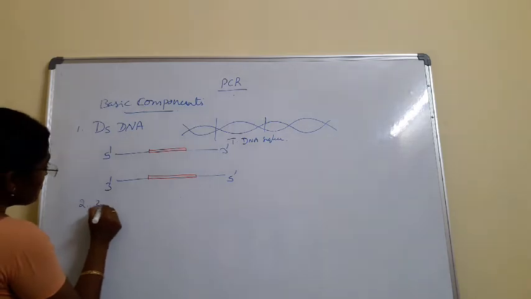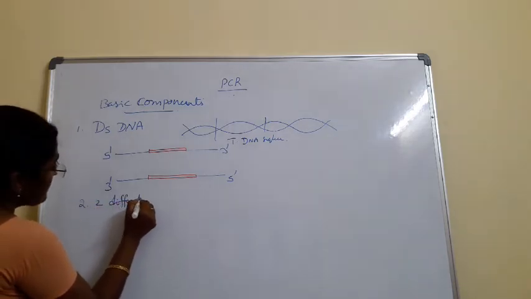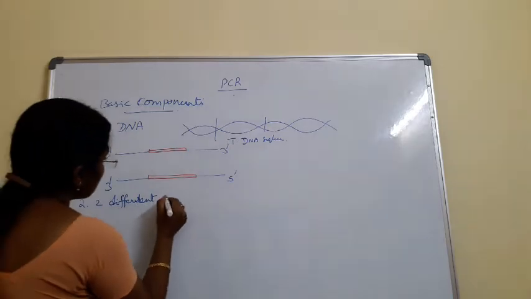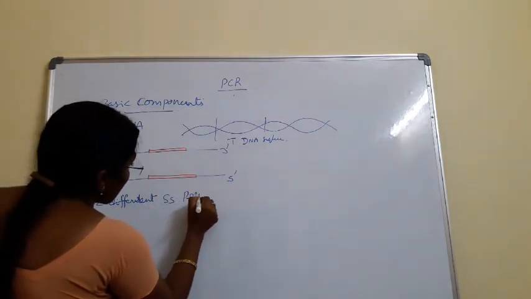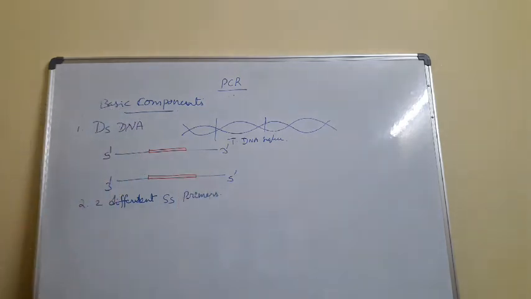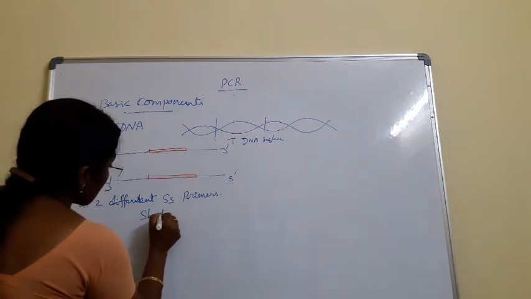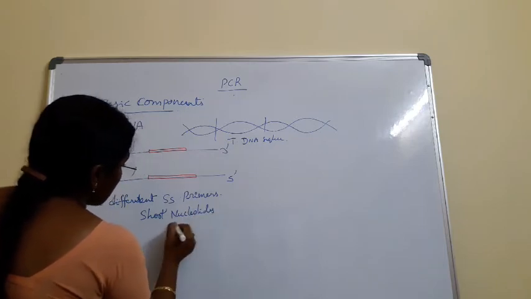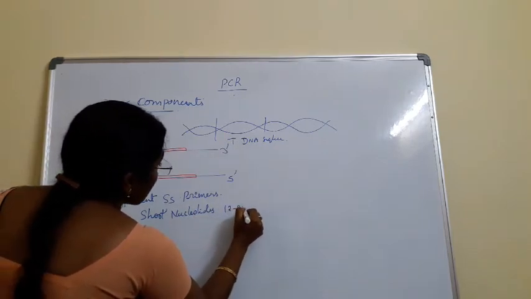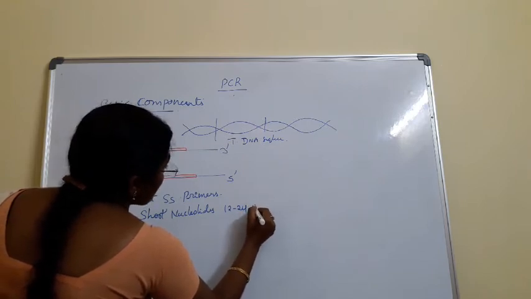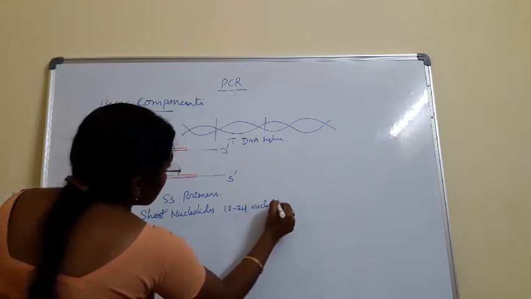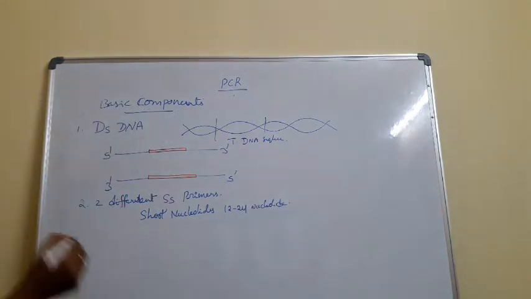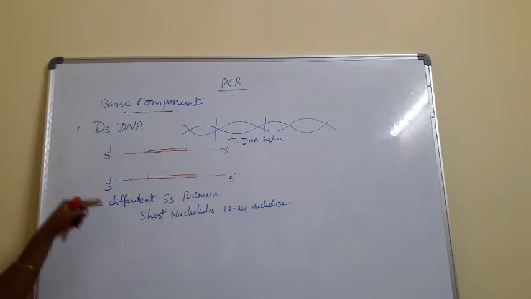Next requirement is two different single-stranded primers. These primers are short nucleotide sequences, 12 to 24 nucleotides long. These are chemically synthesized DNA sequences.